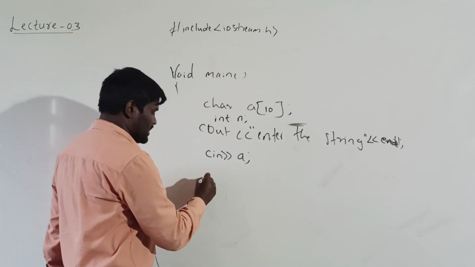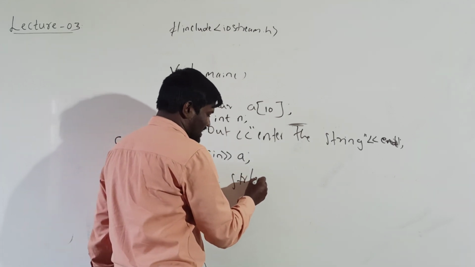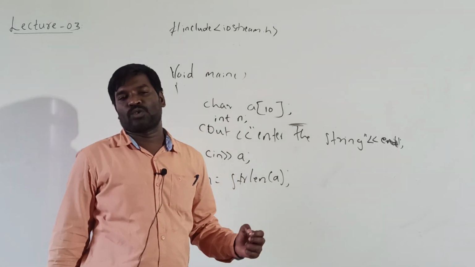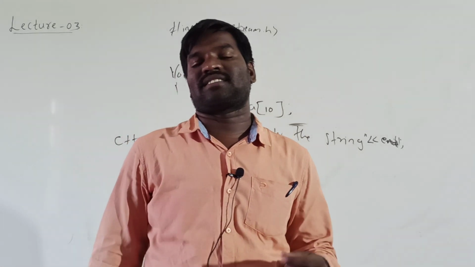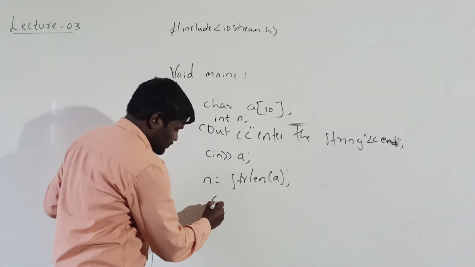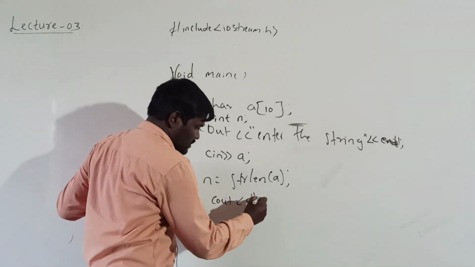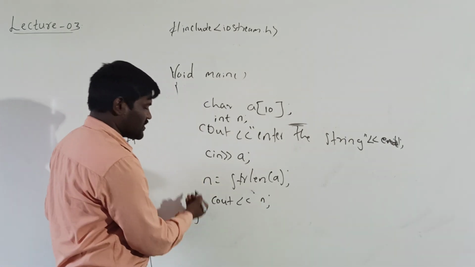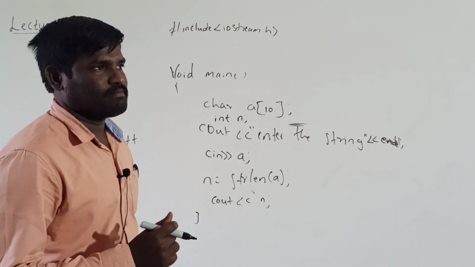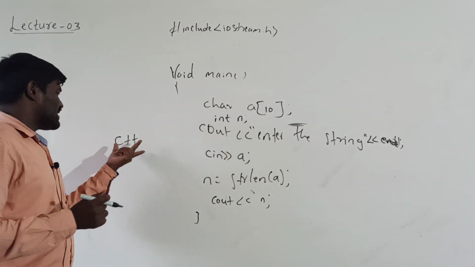So n is equal to strlen(a). Here strlen is used to count the number of characters in a given string. It is stored in n, then cout n. That completes the program, which counts the number of characters in a string. So I enter the string, I can enter C++.